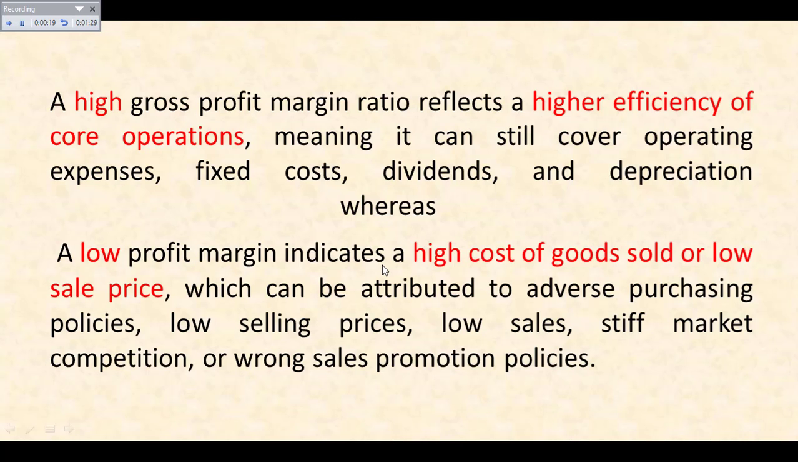Whereas a low profit margin ratio indicates a high cost of goods sold or a low sale price, which can be attributed to adverse purchasing policies. If the company doesn't have a good GP ratio, that means it is purchasing goods at a higher price, or has low selling prices, which means the company is facing tough competition and is not able to charge a higher price for its products. Low sales mean there's a lot of competition, and since there's a lot of competition, the company is not able to capture market share. Stiff market competition or wrong sales promotion policies.